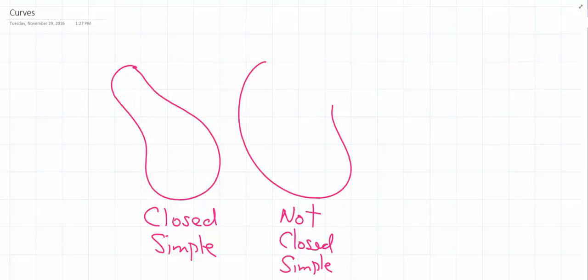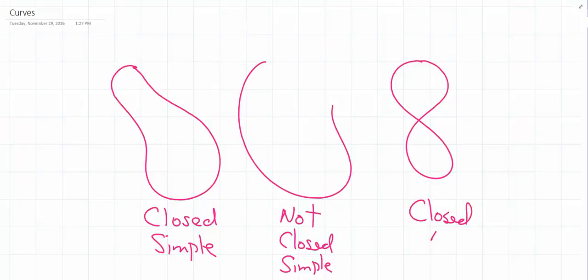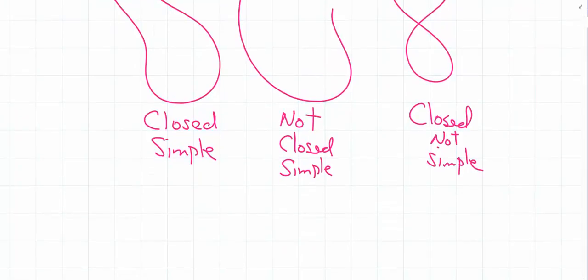Now, to help you understand what we mean by simple, let me draw a closed curve that's not simple. This one, that's not simple. And it's not simple because it crosses itself. A simple curve does not cross itself. So this is closed, but not simple. It's kind of intuitive when you hear the names.